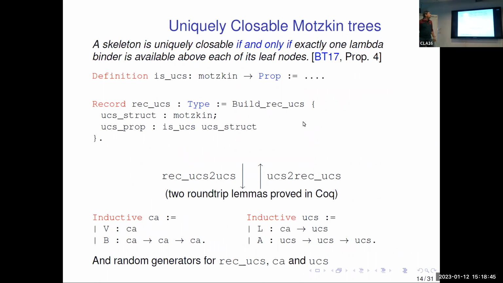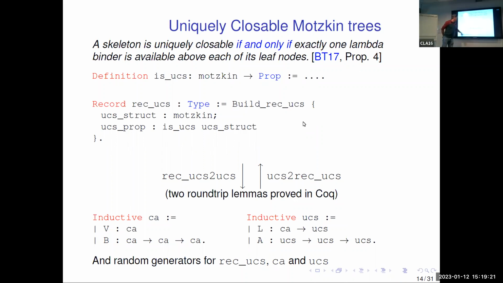Okay, you can do the same with uniquely closable Motzkin trees. A skeleton is said to be uniquely closable if and only if exactly one lambda binder is available above each of its leaf nodes. Which means you have to be a bit more careful, because once you have a lambda, you can put more lambdas. So you have the same approach with a record definition with a Motzkin tree and a property which verifies whether this Motzkin tree is uniquely closable.